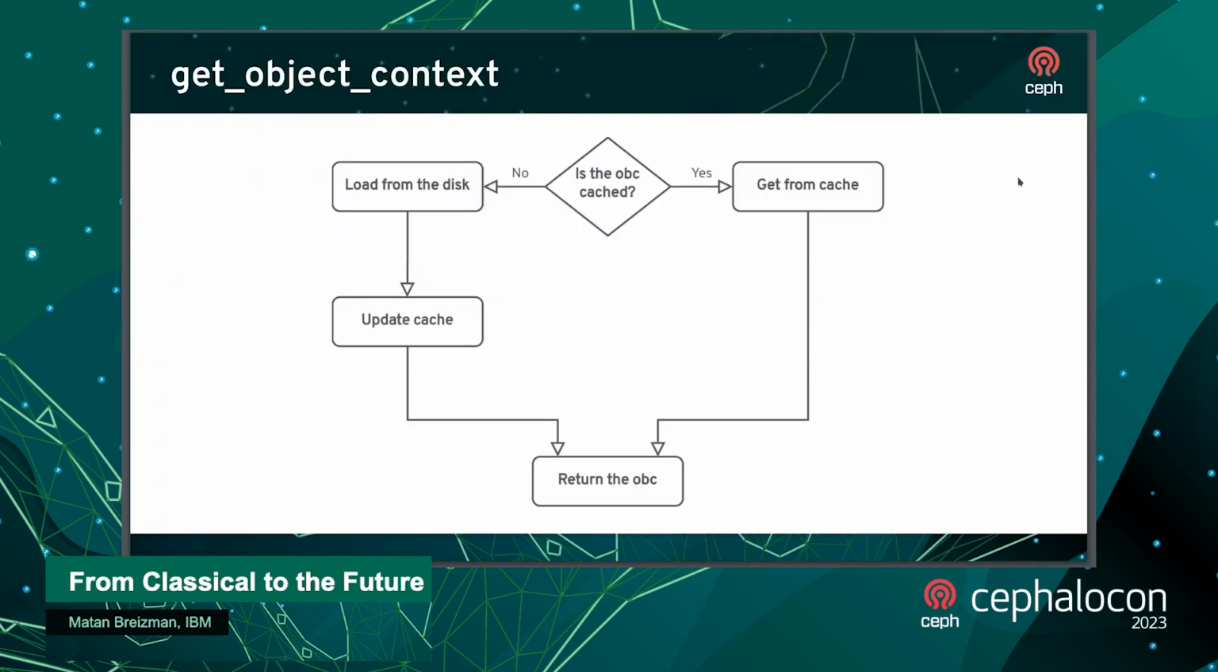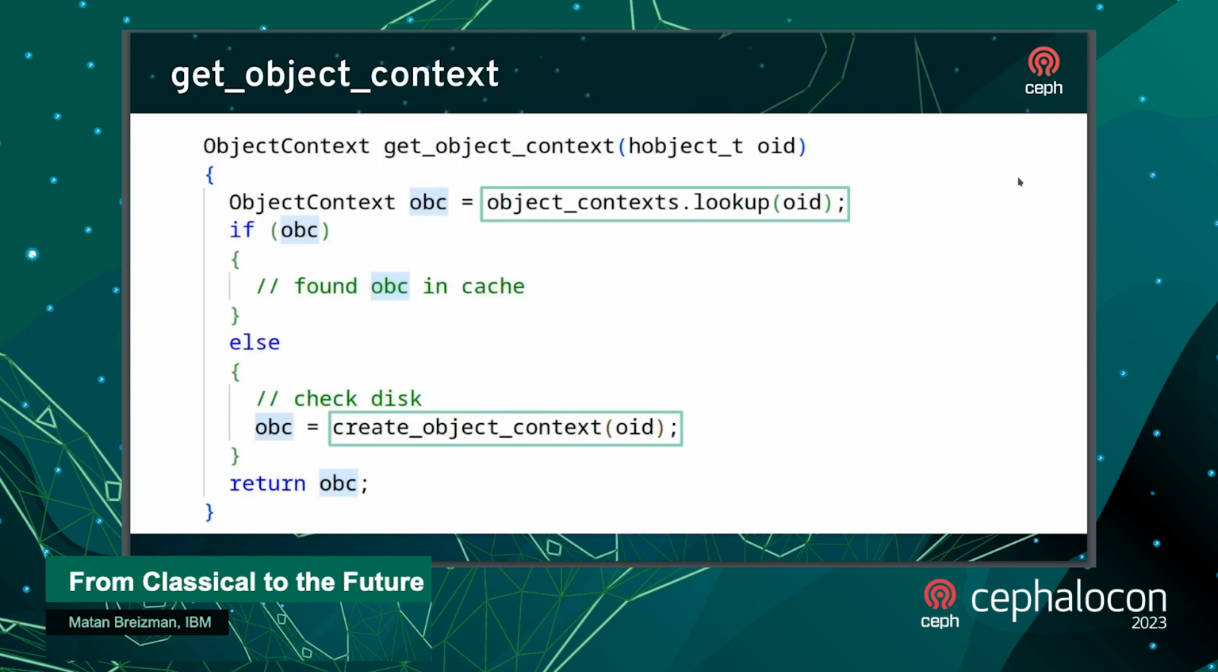Again, we will see it in code here, in simplified code. We have the get object context, which gets the object ID as a parameter. In the first box, we try to look it up in cache. If we find it, we do nothing. If not, we create it, or in our case load it from disk, and we return it.